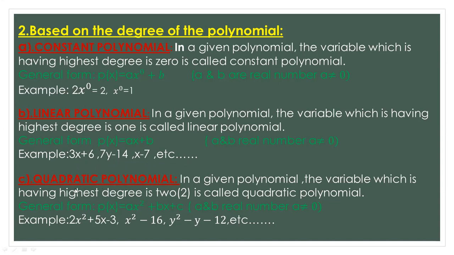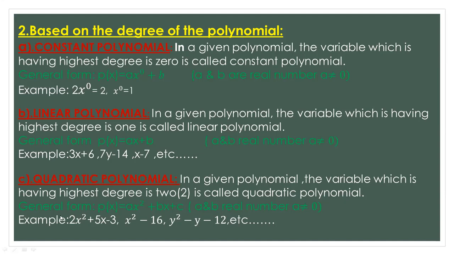Next one, it is quadratic polynomial. In a given polynomial, the variable which is having highest degree 2. Be careful. Quadratic polynomial means highest degree of the variable is 2. It is called a quadratic polynomial.